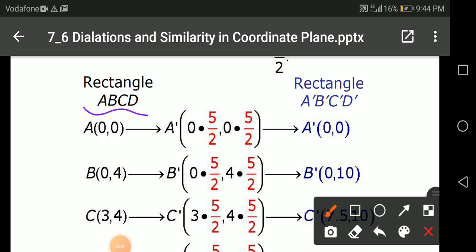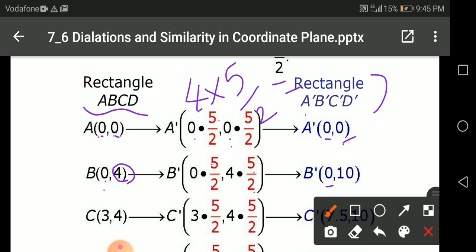Okay, guys, let's start. I have here the rectangle ABCD, and I have here the other rectangle after the change: A dash, B dash, C dash, D dash. I'm going to multiply each point, x-axis and y-axis, by 5/2. 0 times any number gives me 0, and for the y coordinate, 0 times 5/2 also gives me 0.